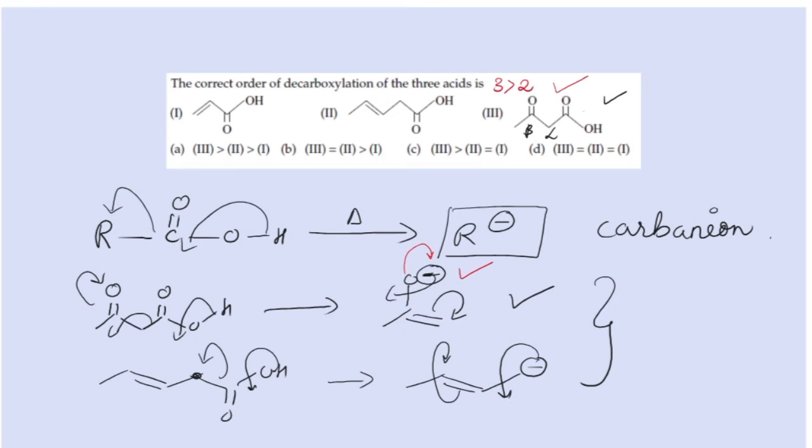What about 1? In case of 1, when it undergoes decarboxylation, the negative charge will be on the vinylic carbon. When we have negative charge on the vinylic carbon, then it cannot be stabilized by resonance. That means here it is least stable. So 3 greater than 2 greater than 1. And what is that option? Option A. Therefore, the final answer is A.